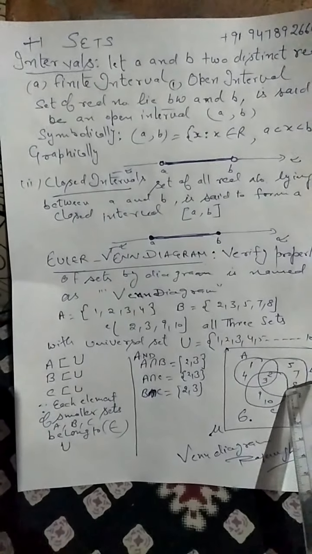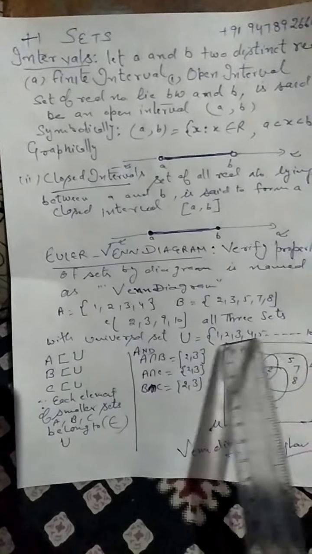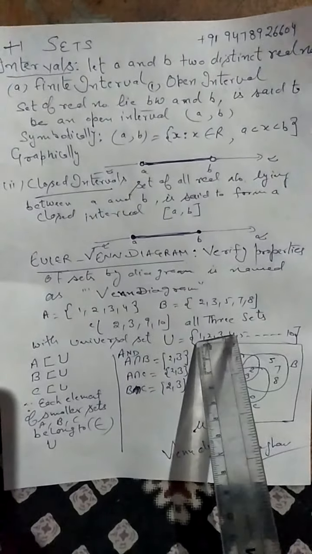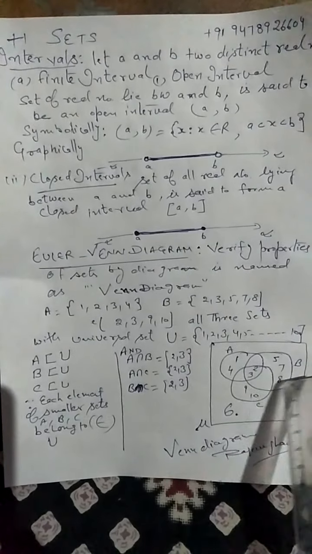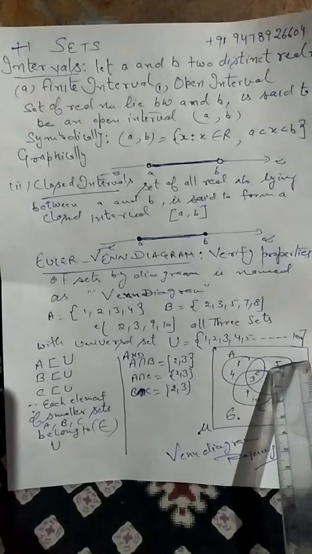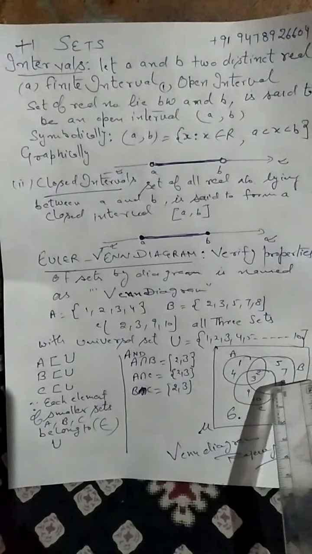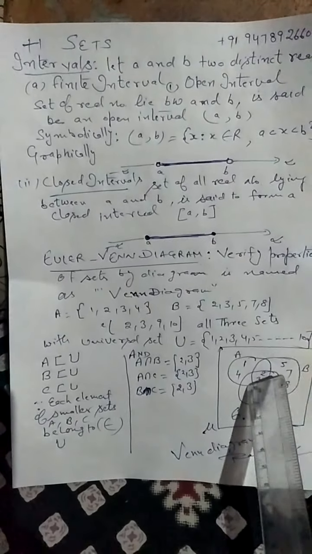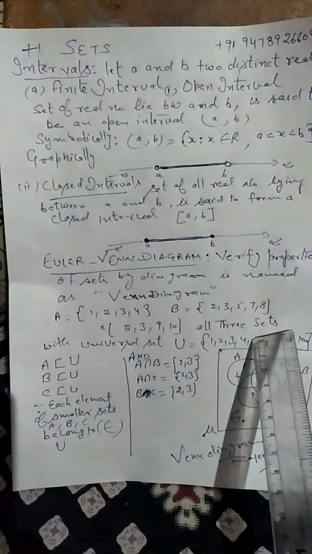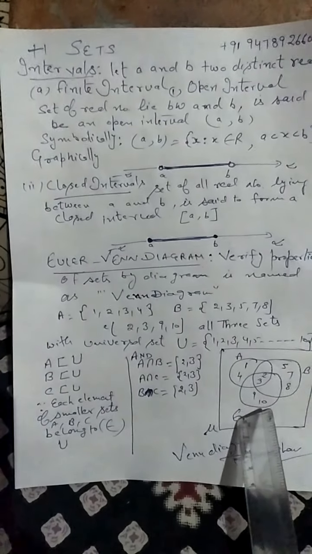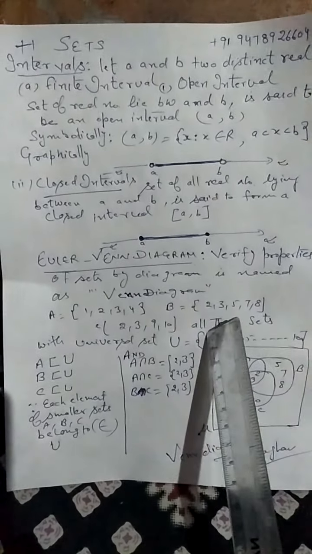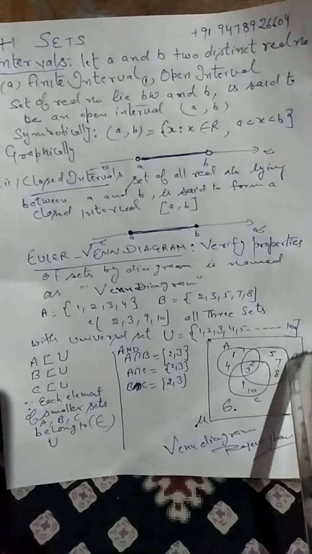Now sit very carefully and compare all the elements from the universal set: 1, 2, 3, 4, 5, 7, 8, 9 and 10. Only 6 is remaining, which belongs to the universal set U and is represented under U.